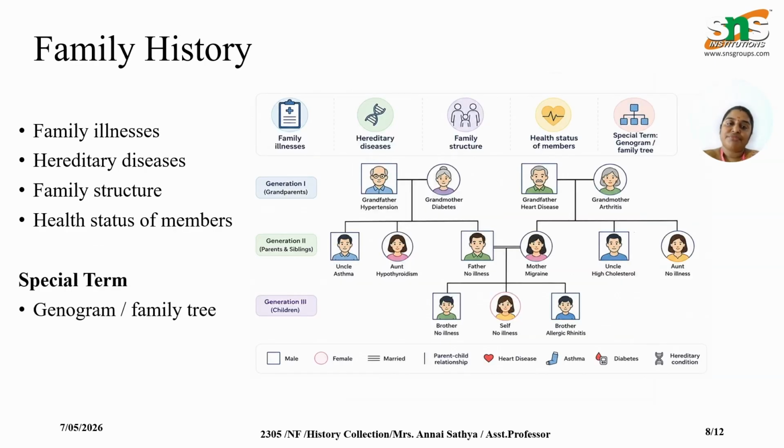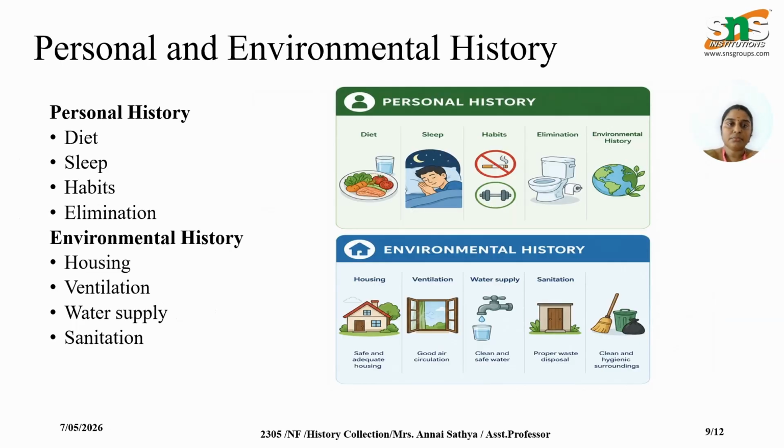So next we move on to the family history. Family history includes information about illnesses and hereditary diseases present among the family members. It also includes family structure and health status of parents, siblings and grandparents. Family history helps to identify genetic risk such as diabetes, hypertension, heart disease and cancer. Nurses may use a genogram or family tree to represent family health information clearly.